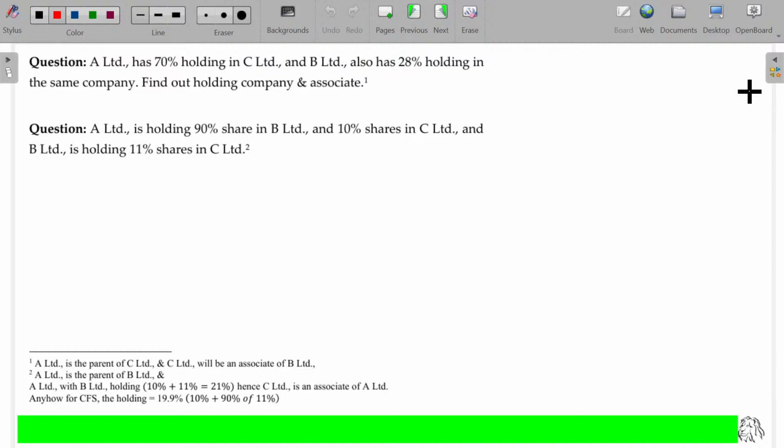Okay. Now come on, tell me. A Limited has 70% holding in C Limited, and B Limited also has 28% holding in the same company.